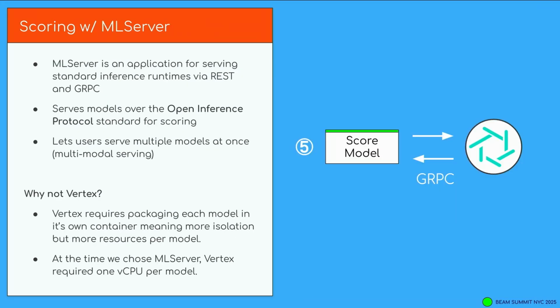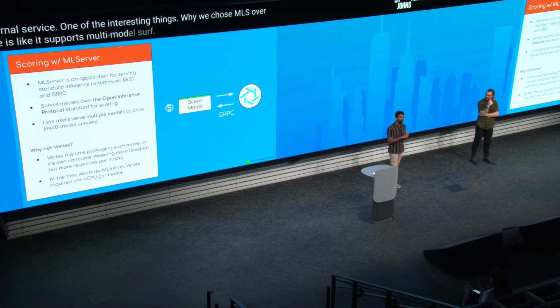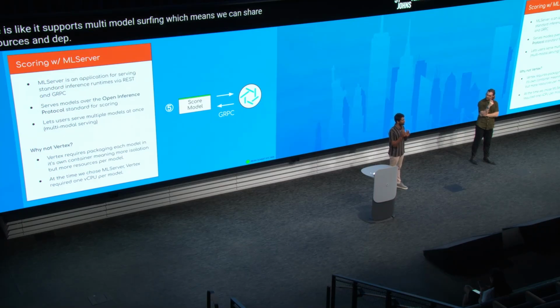Yep, a couple of things about model scoring here. Like Devon mentioned, for scoring, we send inference requests out to an external service. One of the interesting reasons we chose MLServer is that it supports multi-model serving, which means we can share resources and deploy multiple models on one vCPU and save costs.